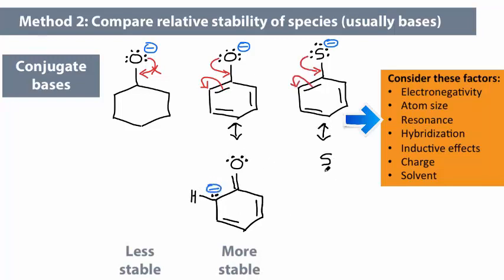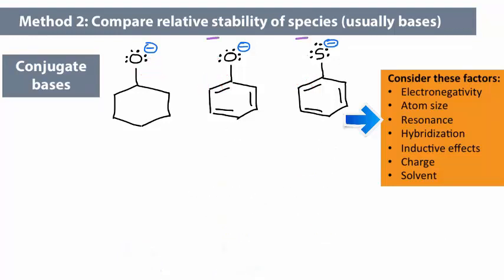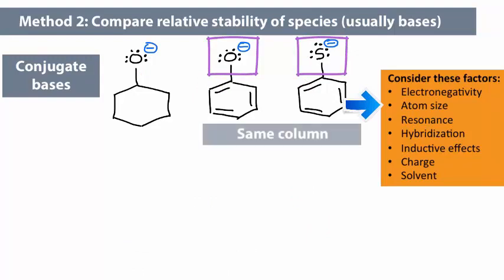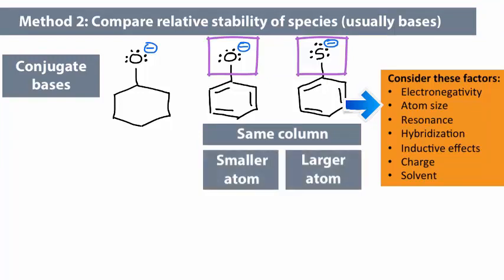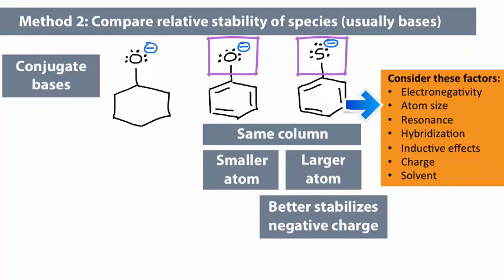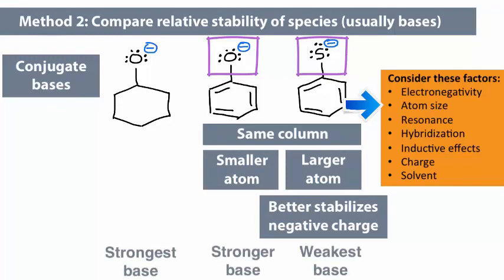Like phenolate, thiophenolate is resonance stabilized. Therefore, resonance doesn't allow us to differentiate between these bases' stability. Atom size differentiates phenolate and thiophenolate because the basic atoms are in the same column of the periodic table. Sulfur is larger than oxygen, which means it can better stabilize the negative charge, making thiophenolate the weaker base.